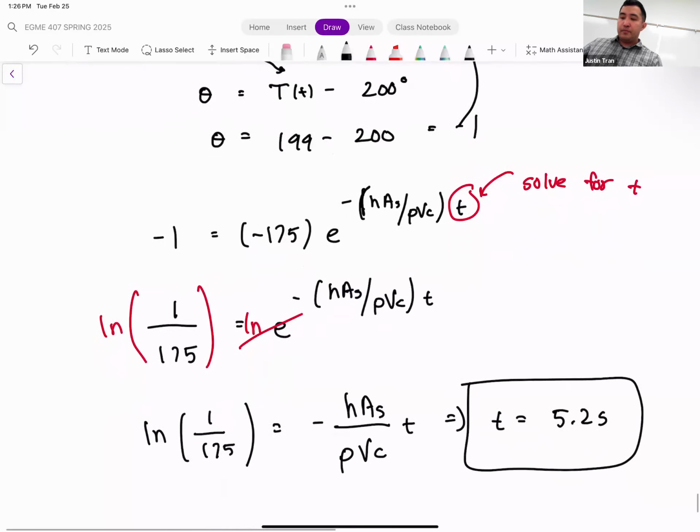So that's kind of how you solve these problems when you're solving for t. When you're solving for time in these lump capacitance solutions, you're usually going to plug in something for the excess temperature, and then you're going to have one algebraic expression to solve for t, kind of like what we did in here. Any questions on how we did this example here?